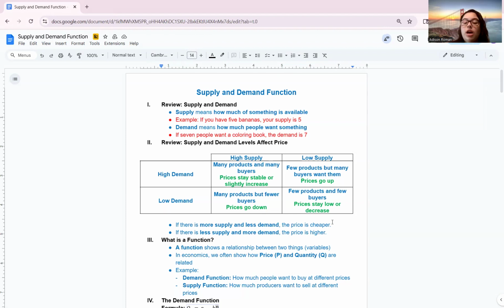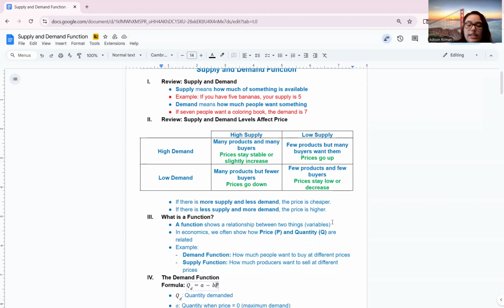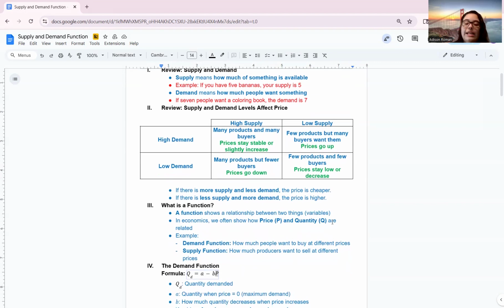So, last week we talked about supply and demand. You got to see how supply and demand will affect price level, and you also see what supply and demand look like when they are plotted on a graph. You got to see our supply and demand curves plotted together on the same graph. So today you are going to explore how supply and demand operate as functions.